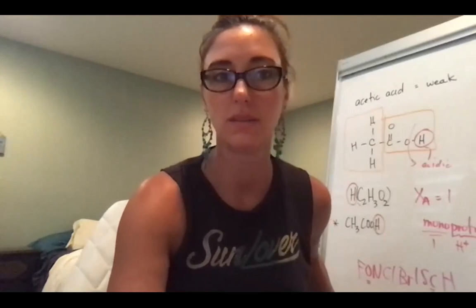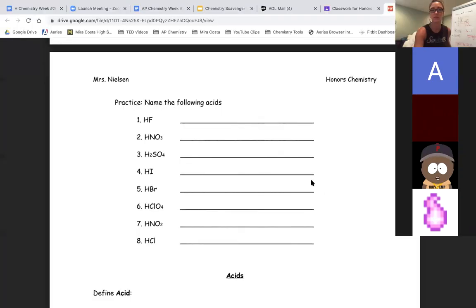Back over to Google Chrome. Oh no, all of them got erased. Oh well. Let's try the last two. Last one. Spot the polyatomic ion here, NO2. That's nitrite. So we change the ite to ous, and this becomes nitrous acid.